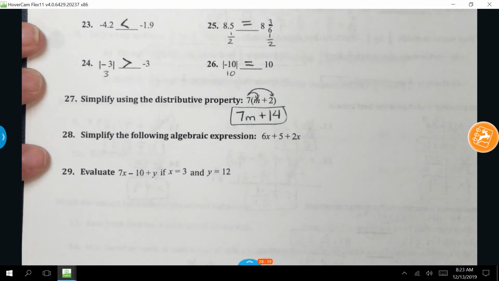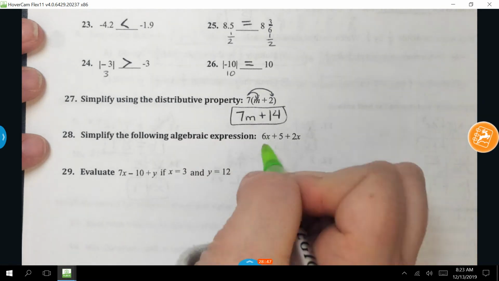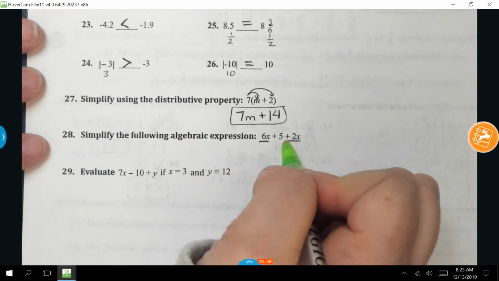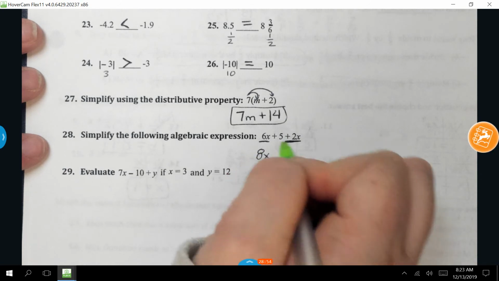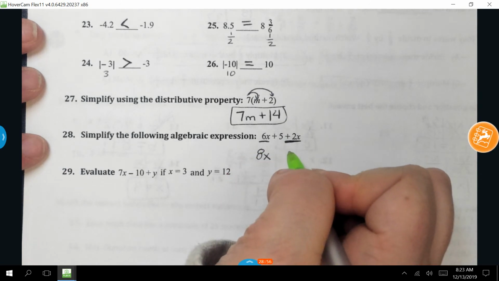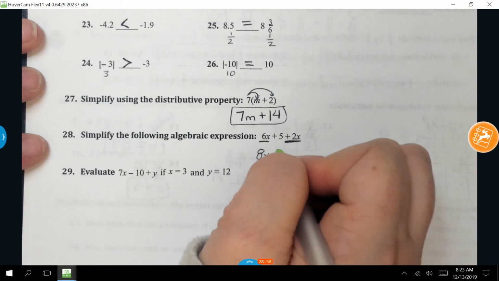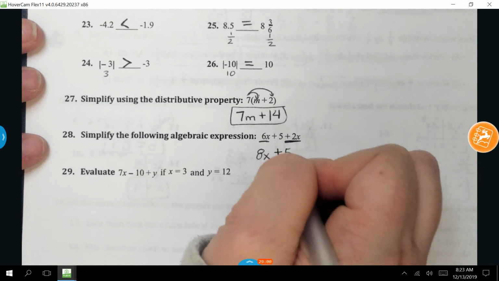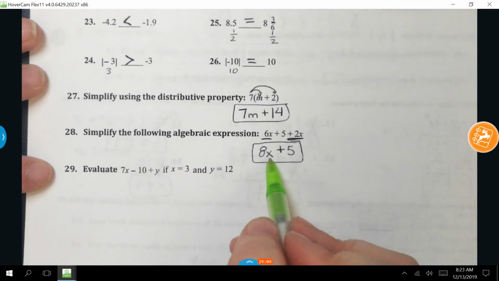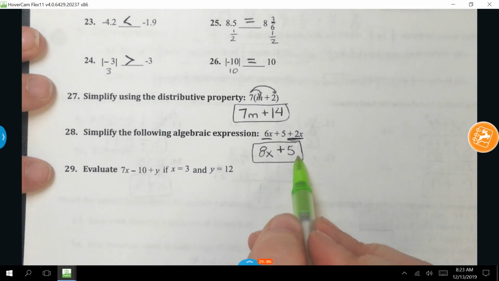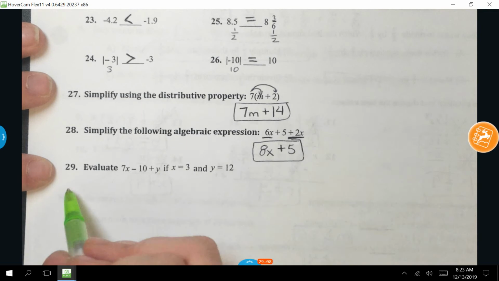All right. Number 28. Simplify the following. What can I do to simplify this? You have to add the 6x plus 2x. 6x plus 2x gives me 8x. Am I doing anything to the plus 5? Yes, sir. What are we doing? Just put plus 5. Okay. All right, we cannot add those because 8x has an x and 5 does not. Okay. All right, last one.